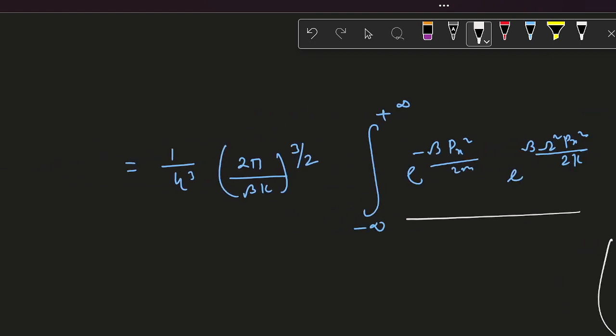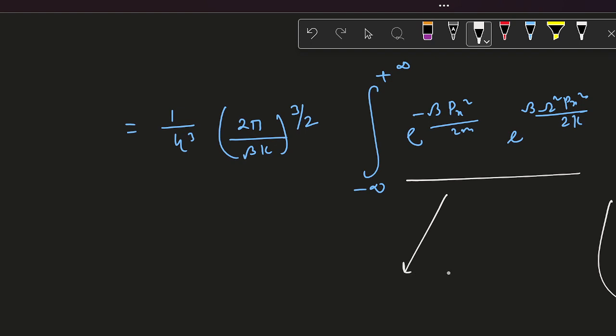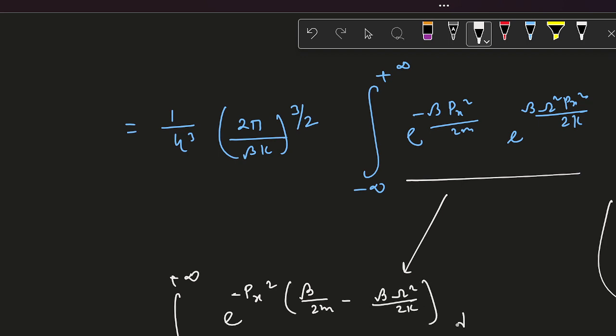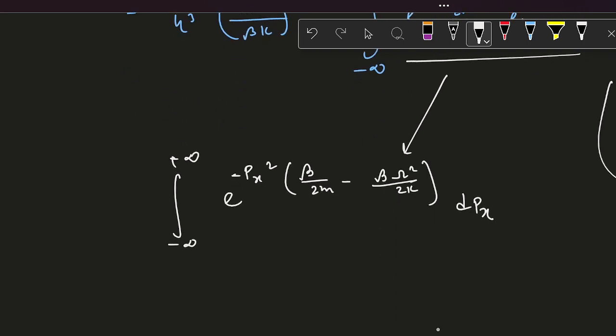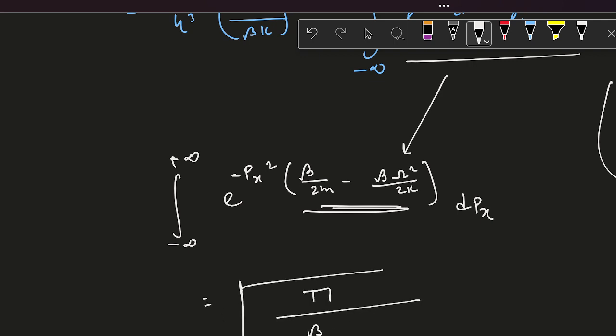I will do one part, for the dpx part, let's say. So you want to structure the integral properly. You take px squared as common, to the power minus px squared as common. So that gives you beta by twice m minus beta omega squared by twice k, dpx. This is again a simple Gaussian integral, only now this is your total constant term a. So what will be the answer? It is just the square root of pi divided by beta by twice m minus beta omega squared by twice k.